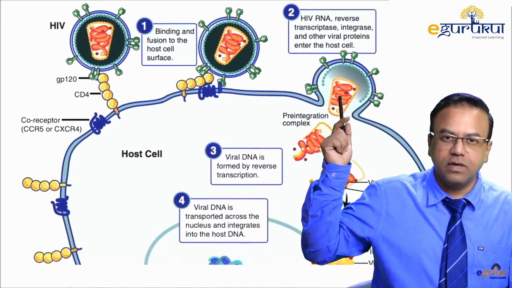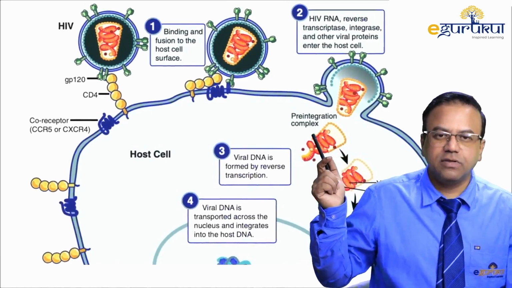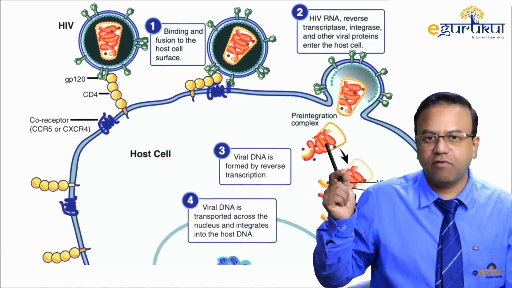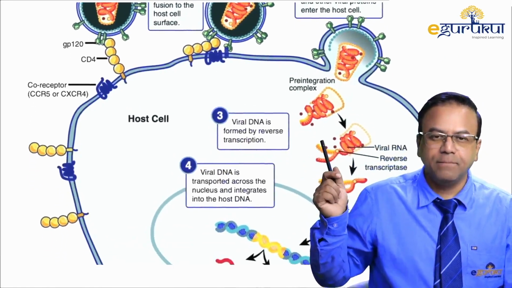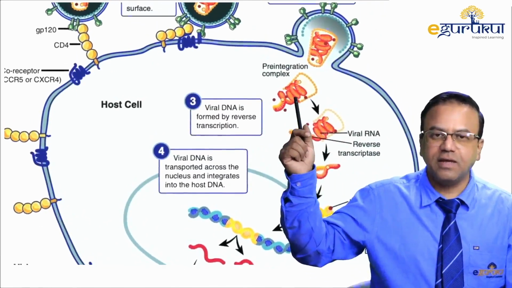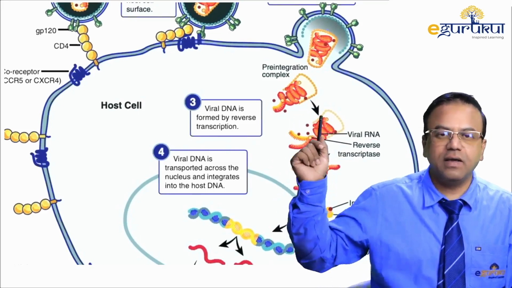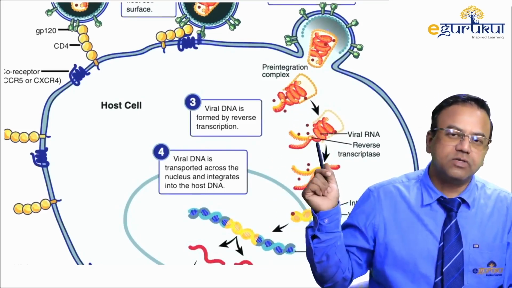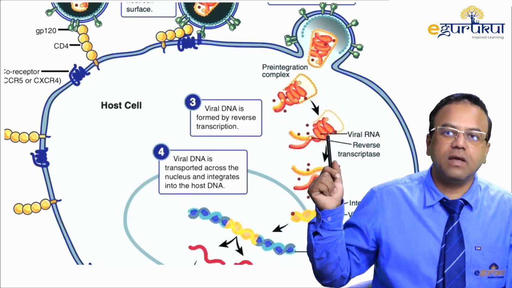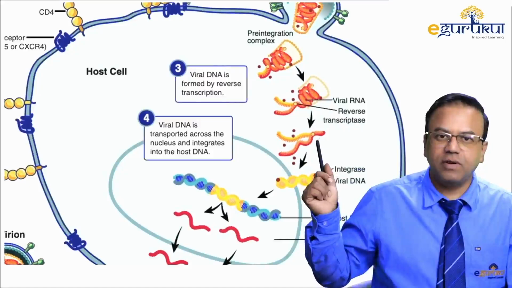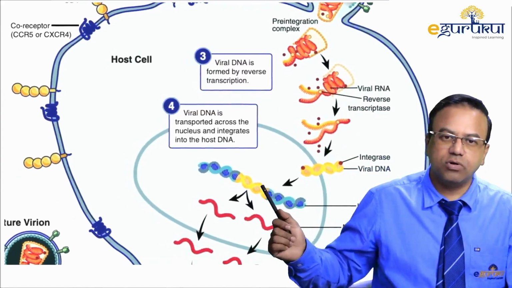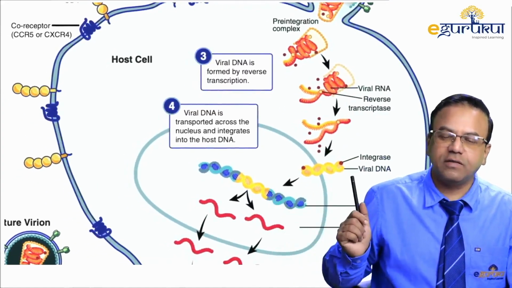Once the fusion occurs, the virus is released. So this is how the RNA from the virus is released inside the cell. This virus is carrying its own enzymes to convert or create the DNA from the RNA. That's why it's called reverse transcriptase. So it now reverse creates the DNA, and the DNA that is formed is able to get incorporated inside the host DNA with the help of the integrase.